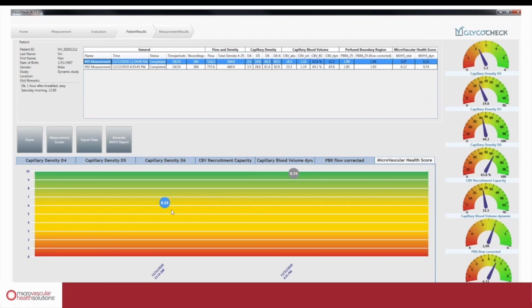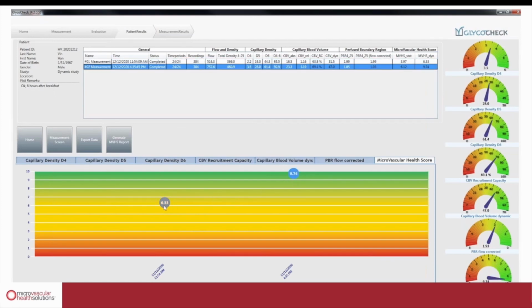And we know, not being fasted and being challenged by a big meal compromises your microvascular health during recovery from that meal challenge. And if you compare this measurement with the measurement a few hours later after recovering from the meal, you can see that that score can typically increase significantly from a 6 to a 9, depending on the condition. So now with the microvascular health score and the GlycoCheck system, you can not only monitor an individual's score, but also see how different conditions and challenges impact your score.